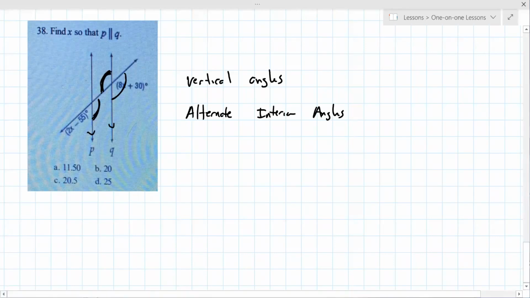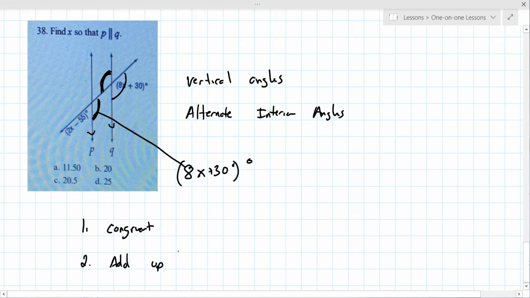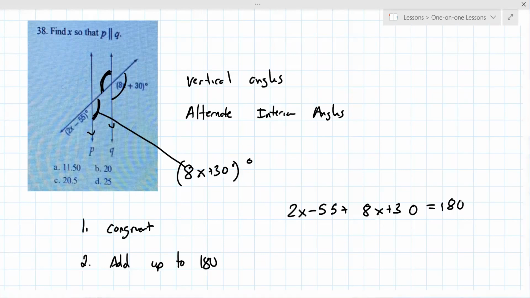That still doesn't help us because the angle I just shaded here isn't this one. But that angle right there is 8x plus 30 degrees. So there's really two possibilities in these questions. The angles are either congruent or they add up to, in this case, 180. 2x minus 55 plus 8x plus 30 equals 180. Give yourself about a minute, but I'd like you to solve this and let me know what you get for a final answer.